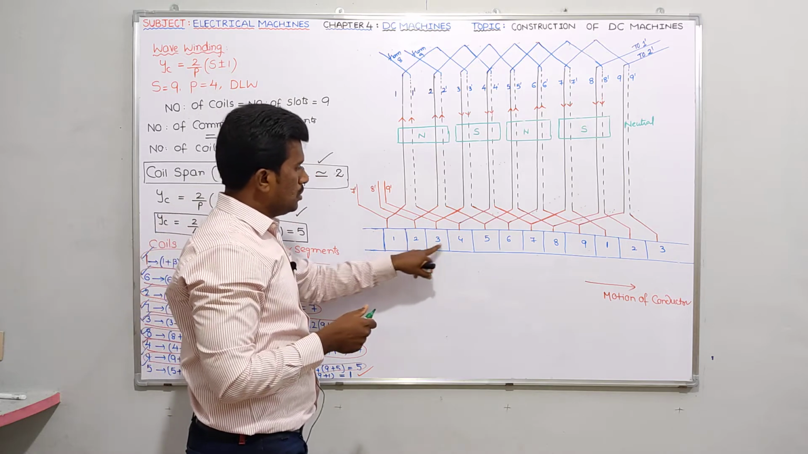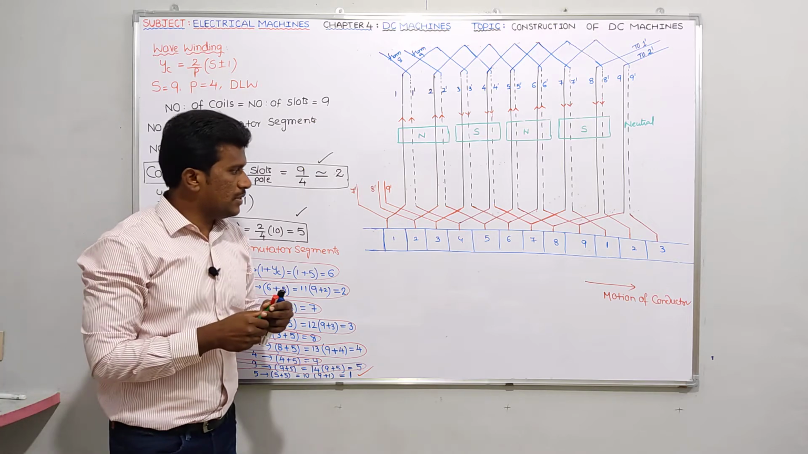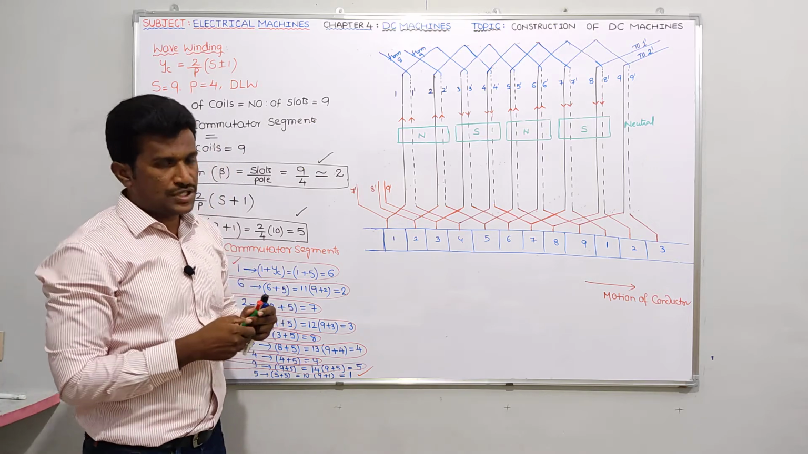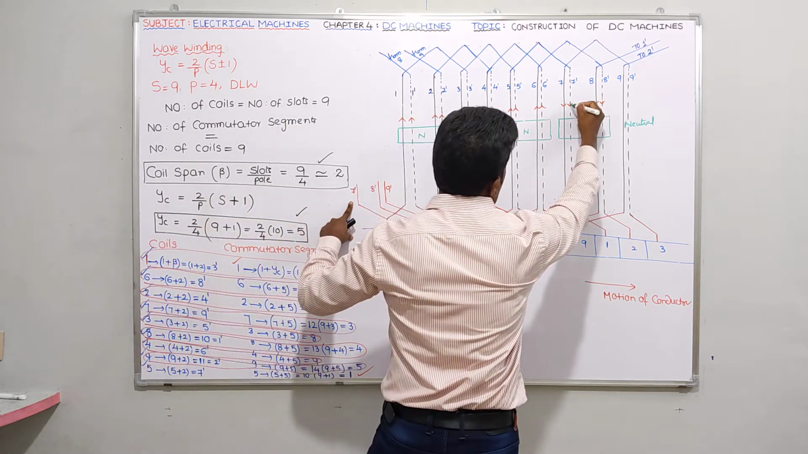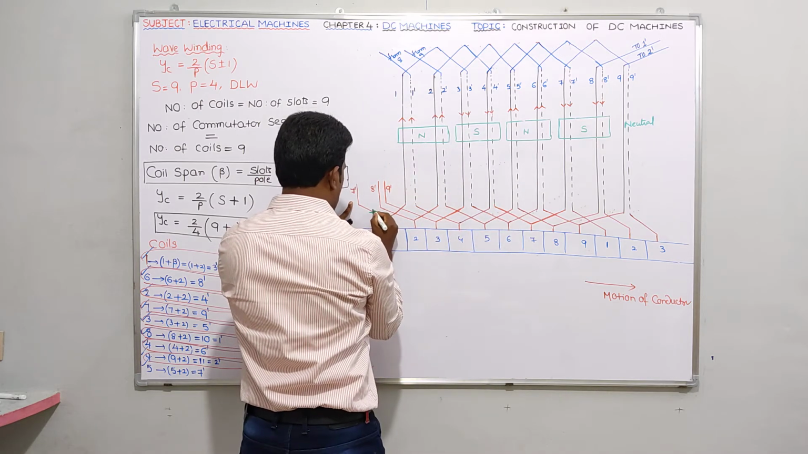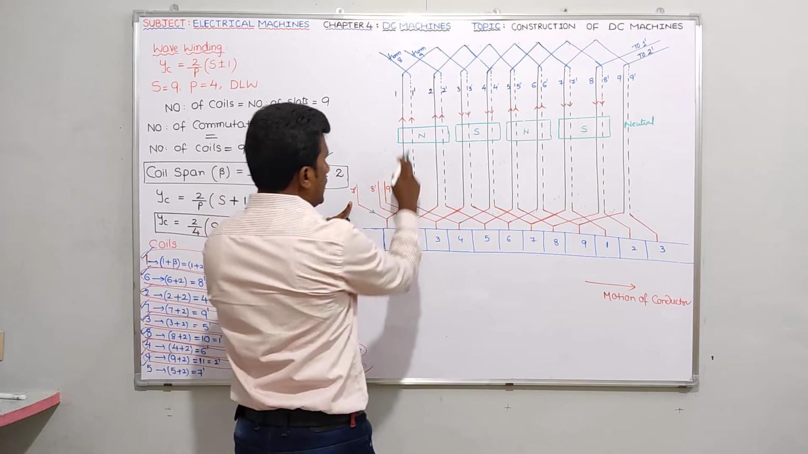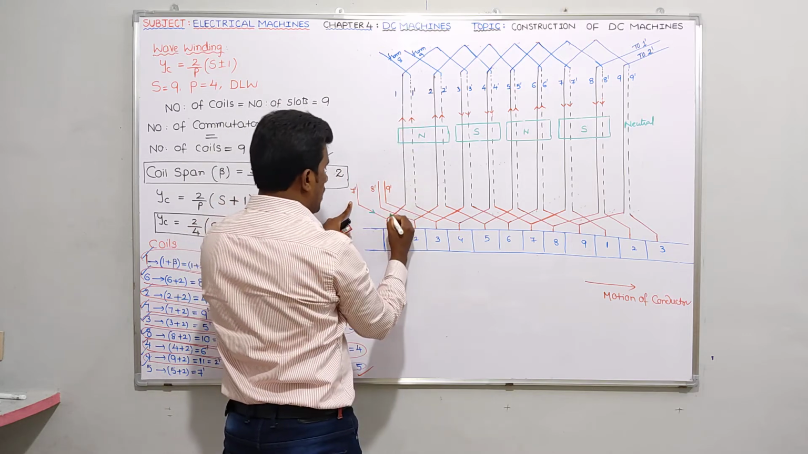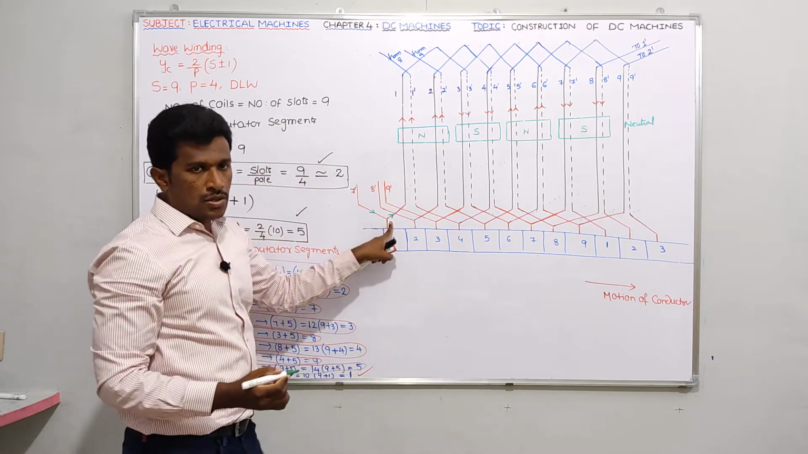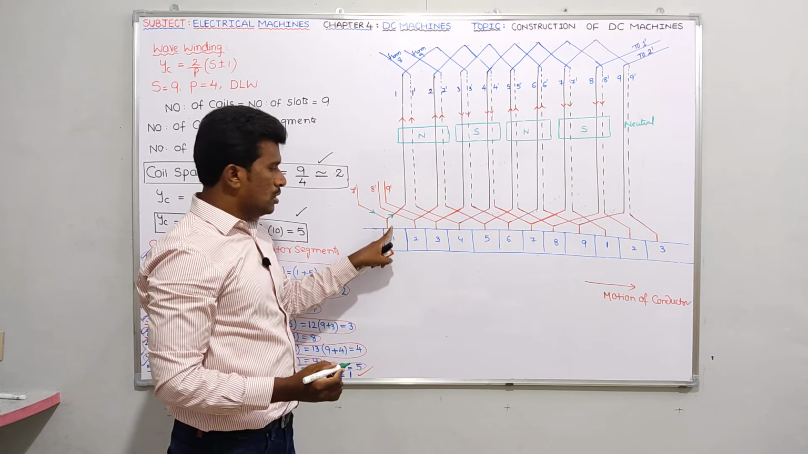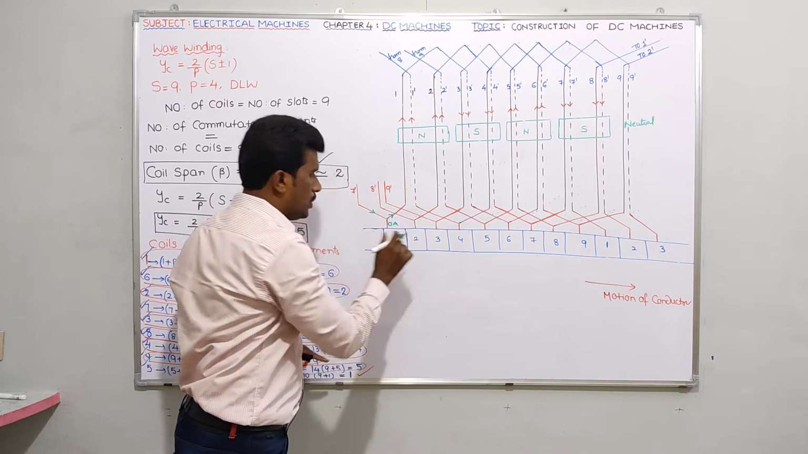If you see segment number 1, 2, 3, 4, 5, 6 and so on, let me place the brushes. Let me decide where we have to place brushes. Tell me guys, in the 7 dash conductor, what is the direction of current? Downwards. Segment number 1 is connected between 7 dash and 1. In conductor number 1 it is upwards. One is coming, one is going. If you apply KCL for this node, the resultant current will be 0 amperes here. So there is no need to connect a brush here.